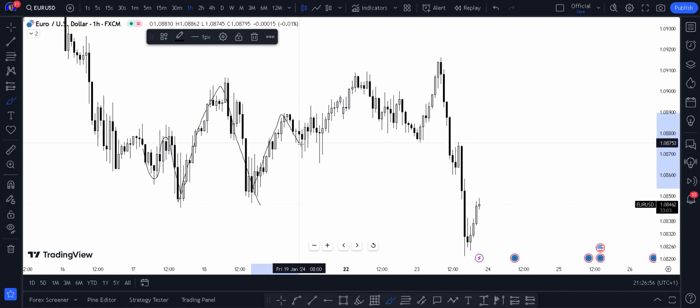And this might be confusing. Watch the video one more time because I promise you this is the only way to actually look at market structure, so you can actually have clarity.